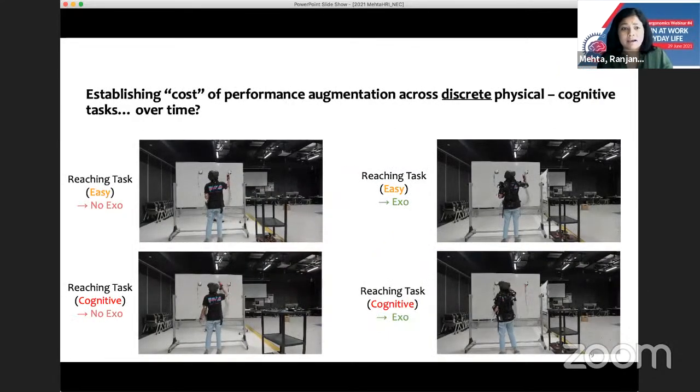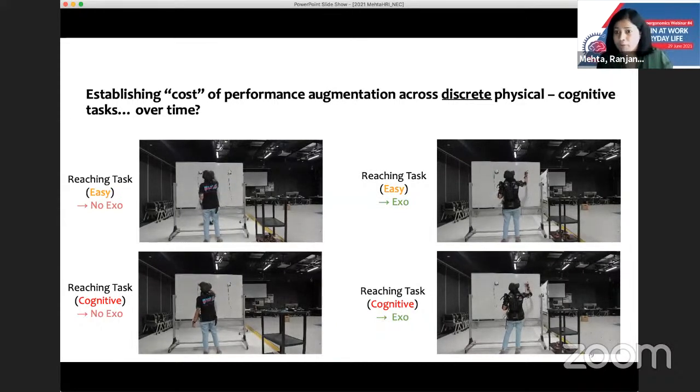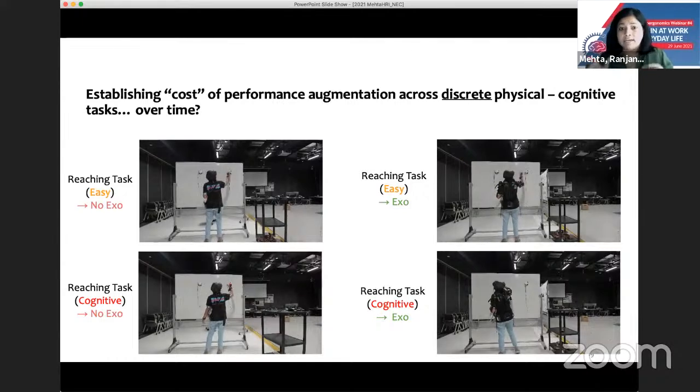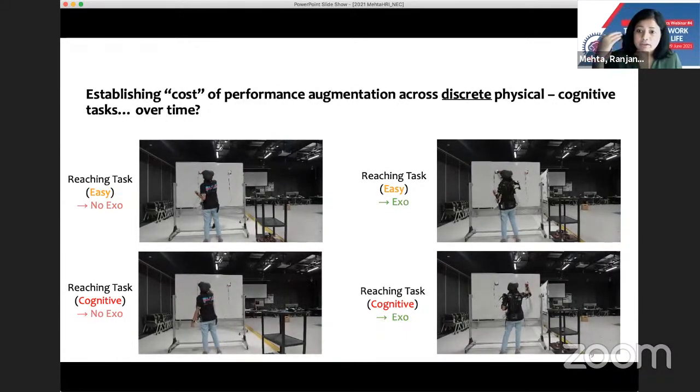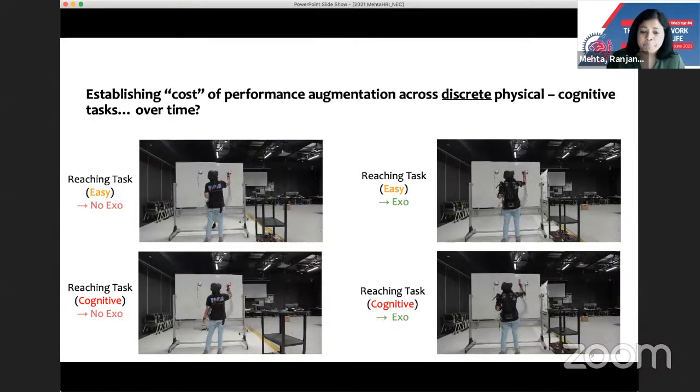The other is we want to look at establishing the cost of performance augmentation across discrete physical and cognitive tasks. So we are doing studies in the lab where we get people for 3 to 4 days straight, back to back. They are in the lab for 4 or 5 hours, and we are making them do physically demanding tasks with exoskeletons, and another group without exoskeletons, and we are learning how they adapt over time. And we're collecting brain data as they do.